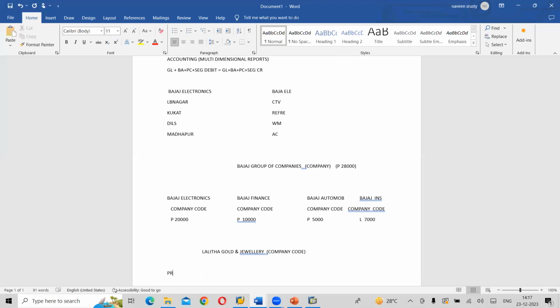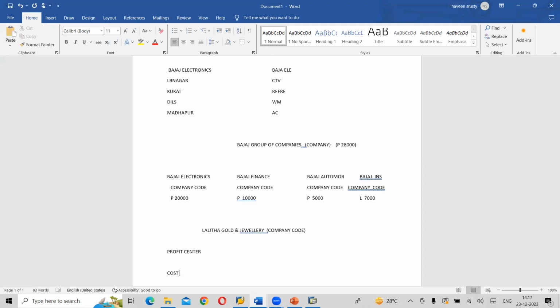Profit center, cost center. As I said, profit center was earlier in the controlling area, but now it has moved to FI. But cost center is still in the controlling module only.